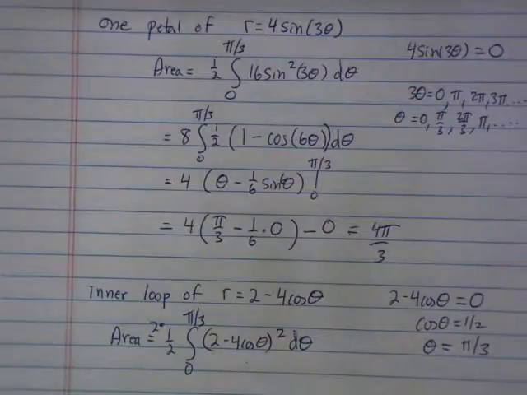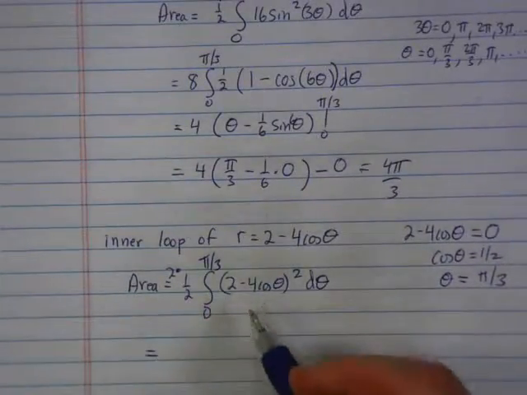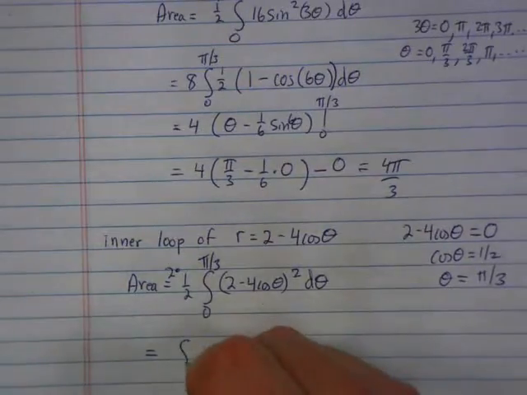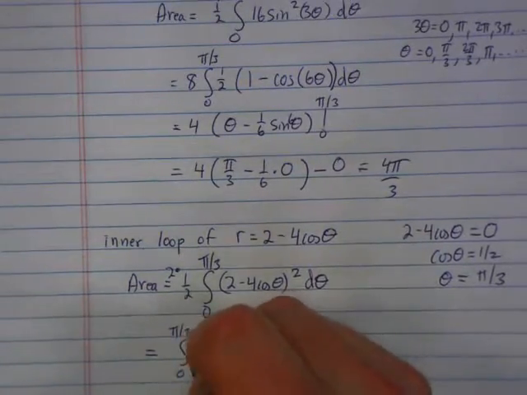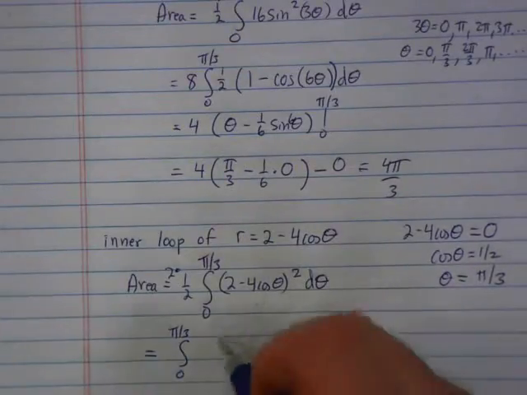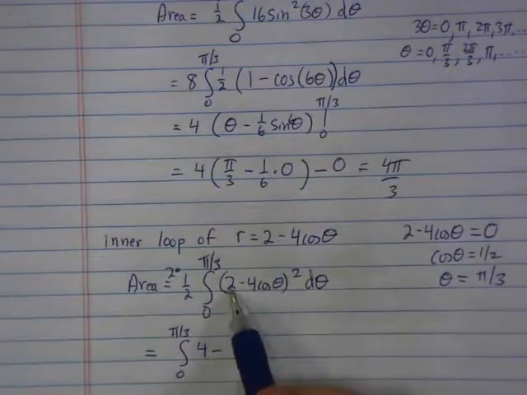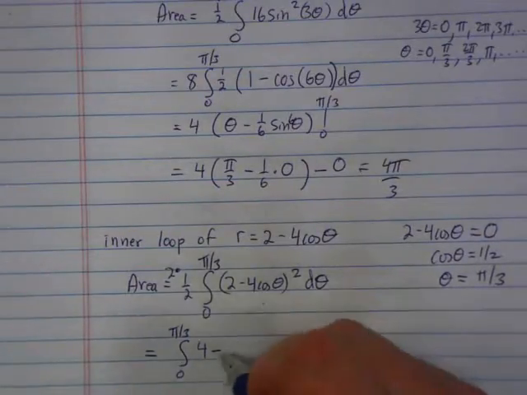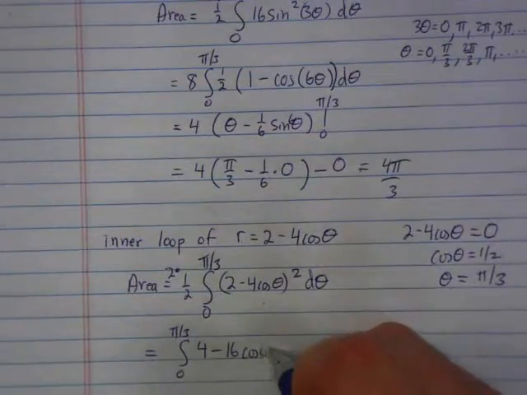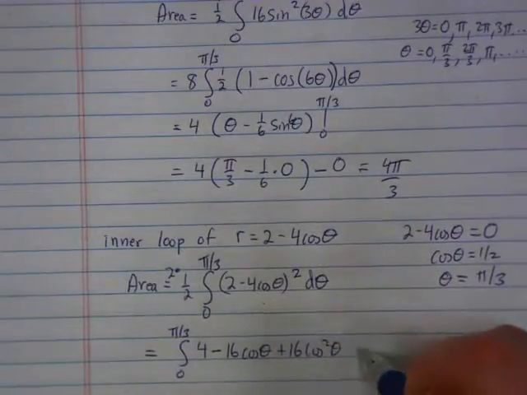All right. So that means 2 times a half is 1. I have the integral from 0 to pi over 3. I'm going to take this and do a little expansion here. That's going to be 4 minus 4 times 2 is 8, 8 doubled is 16 cosine theta plus 16 cosine squared theta d theta.